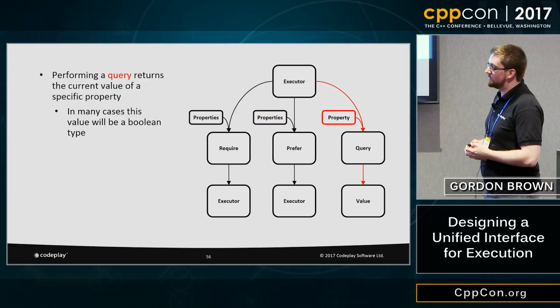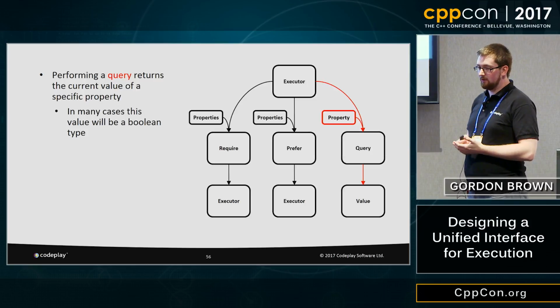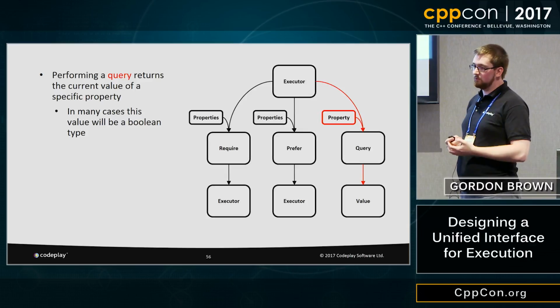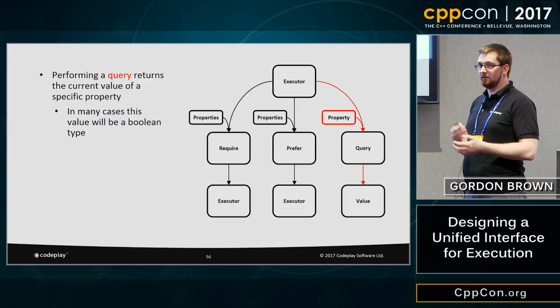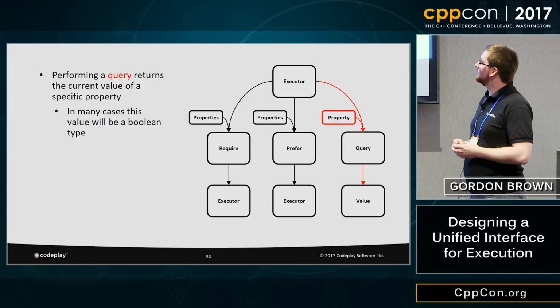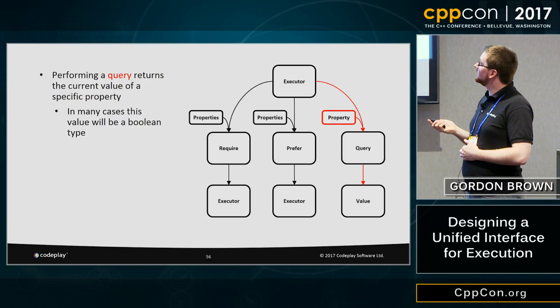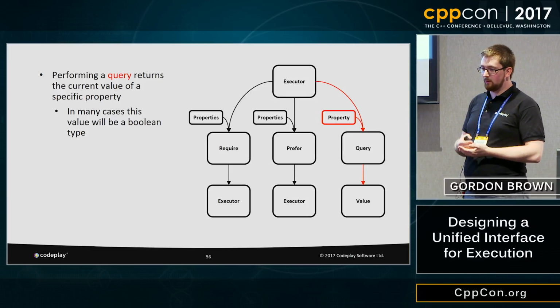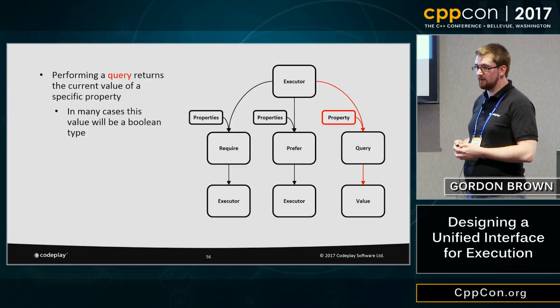Finally, the query property. This is when you want to query the current value of a property. Unlike the other customization points, this only takes a single property and an executor, and essentially returns the current value of that property for that executor. One important use case of this is after using prefer. You can use it to query whether or not the prefer customization point gave you the executor with the properties that you're asking for.